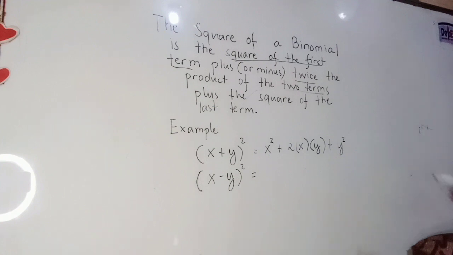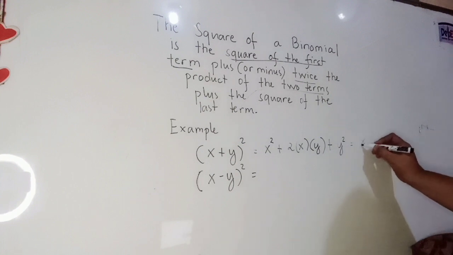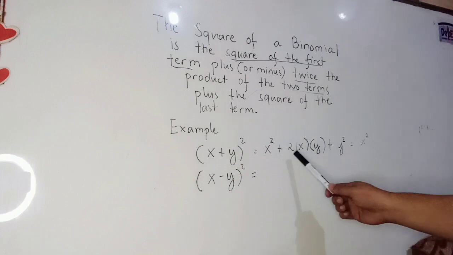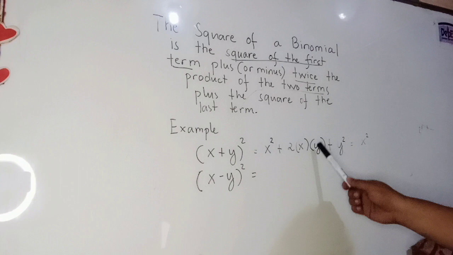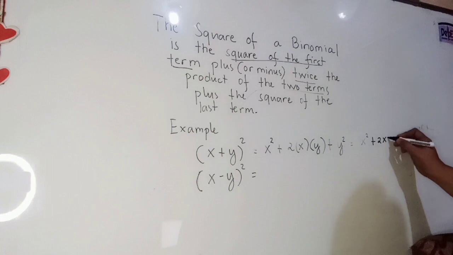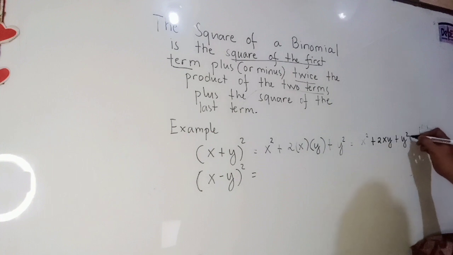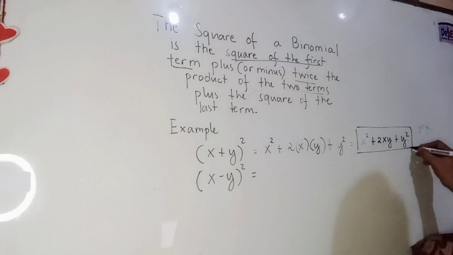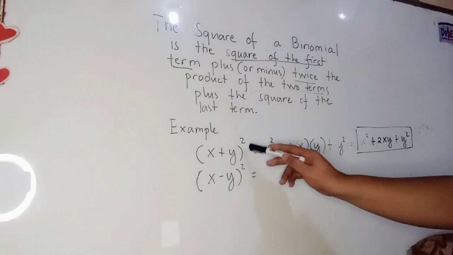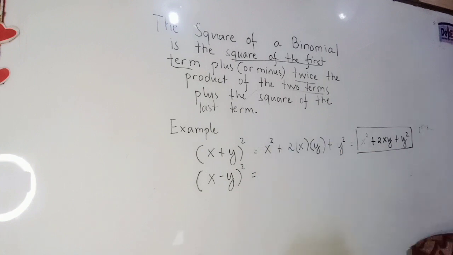So, we are almost done in our solution. We just copy x squared. Now, if we're going to multiply this, what is 2 times x times y? Of course, the answer would be plus 2xy plus y squared. So, this is now our answer. We have x squared plus 2xy plus y squared. By just applying the definition, we were able to answer our example, di ba? So, madali lang po siya.